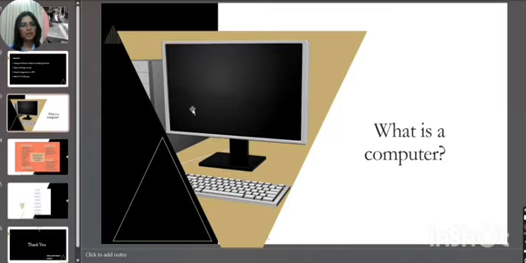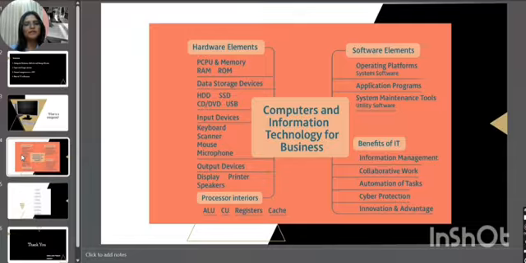A computer is an electronic device that is used to perform various tasks like collecting data, storing information, executing the instructions, and also communicating data to the users. And let's get into the mind map. So let's start from the left side, which covers the hardware elements.